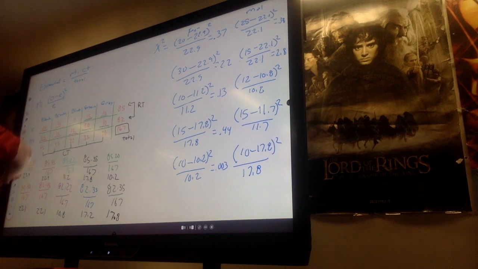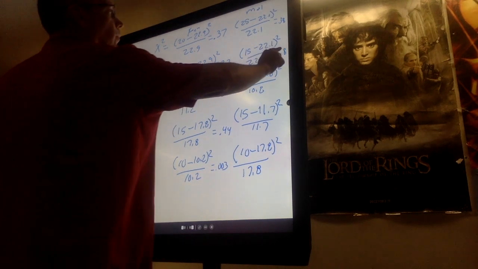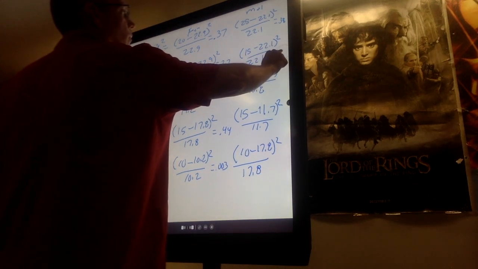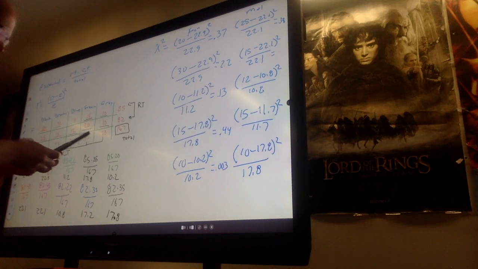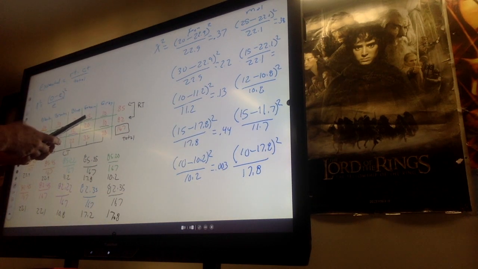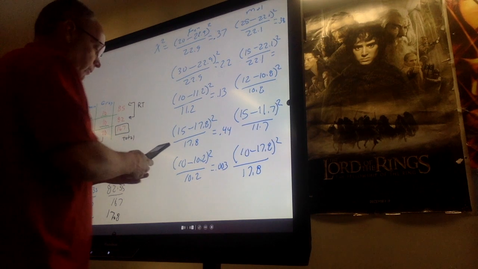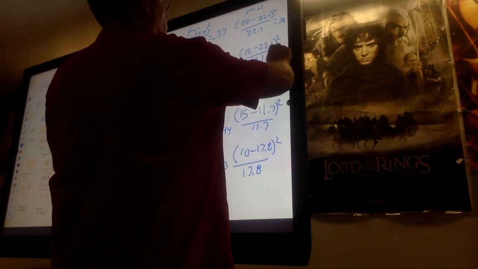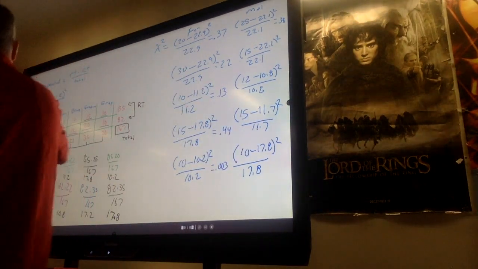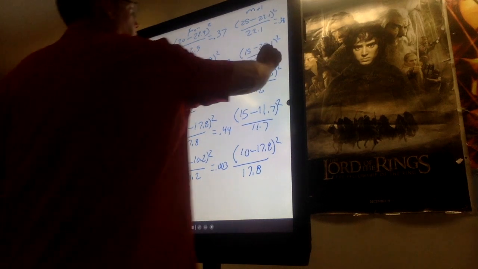I gotta erase this. This is the food that's stuck in. That's the car you get. 15 minus 22.1 squared divided by 22.1. I think I'm gonna get that. That's a good one. Hold on, let me see what else. 2.3. 180. Cayman S.